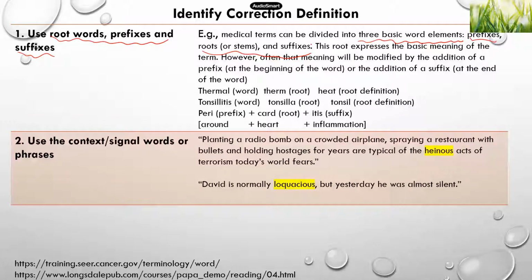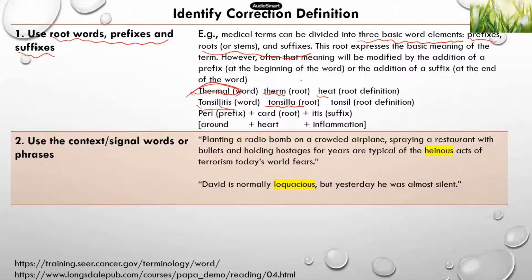So for example, thermal, this word means something related to heat, right? The word root is therm, and therm really just means heat. That's the definition for the root. So if you know what therm means, then when you see thermal, you can deduce what the meaning might be. Tonsillitis: tonsill, that's the root of the word, and that means the tonsil. Well, we know where the tonsils are. And itis, that means inflammation. This means inflammation of the tonsil.